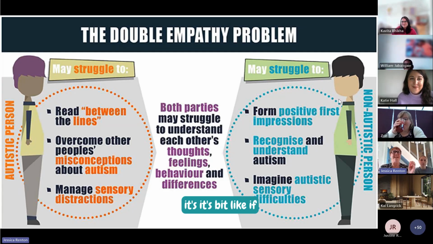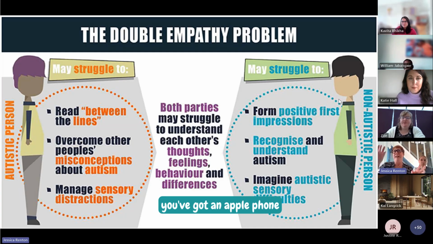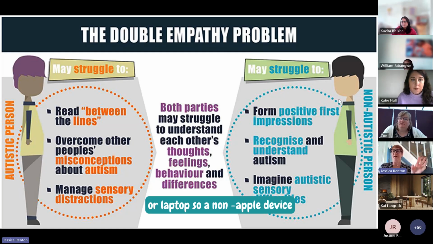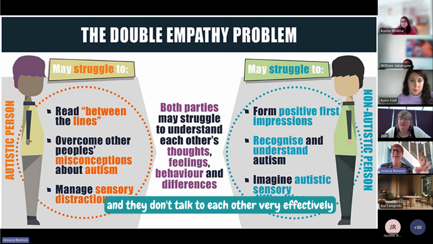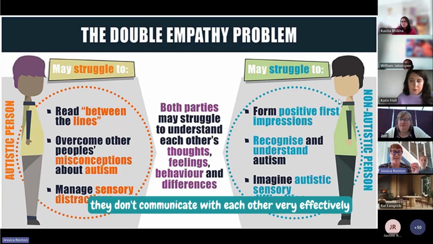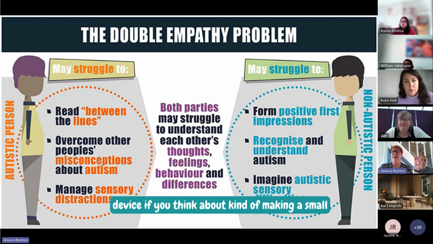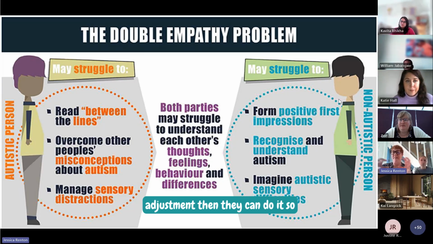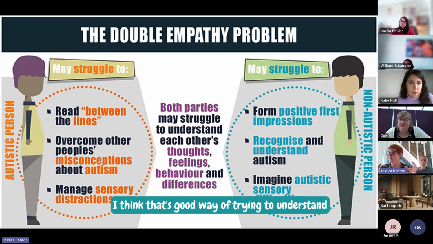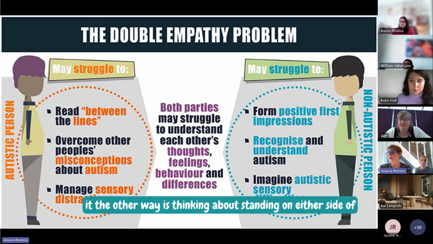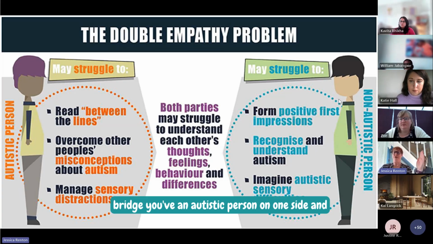It's a bit like if you've got an Apple phone or laptop and an Android phone or laptop, so a non-Apple device, and they don't communicate with each other very effectively. However, if you put a patch on each device, if you think about making a small adjustment, then they can do it. So I think that's a good way of trying to understand it. The other way is thinking about standing on either side of a bridge. You've got an autistic person on one side and the non-autistic person on the other side. And what can I do differently?